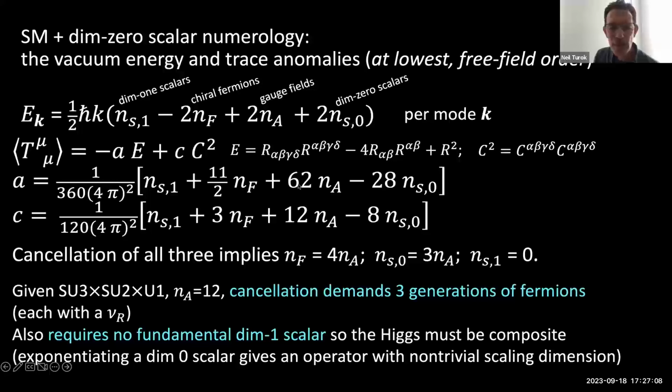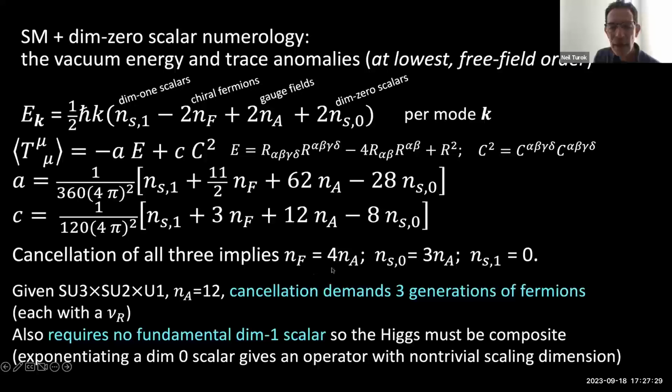Cancellation of all these three numbers, in fact, implies that the number of fermions is four times the number of gauge bosons. And furthermore, that the number of dimension zero scalars is three times the number of gauge bosons, and that the number of dimension one scalars, that would be a normal Higgs field, is zero. Okay, so that's the conclusion.